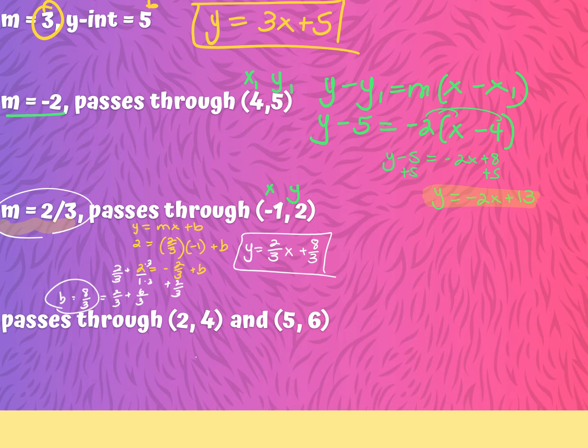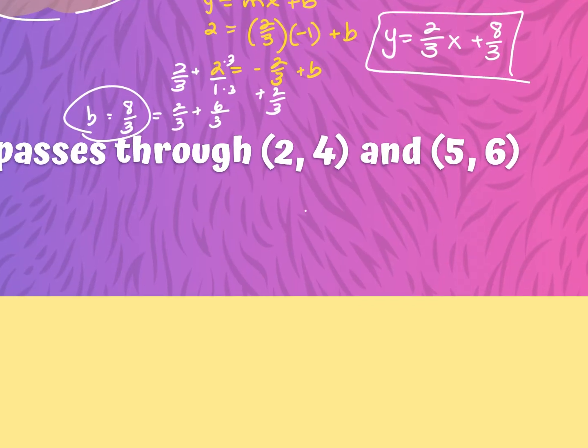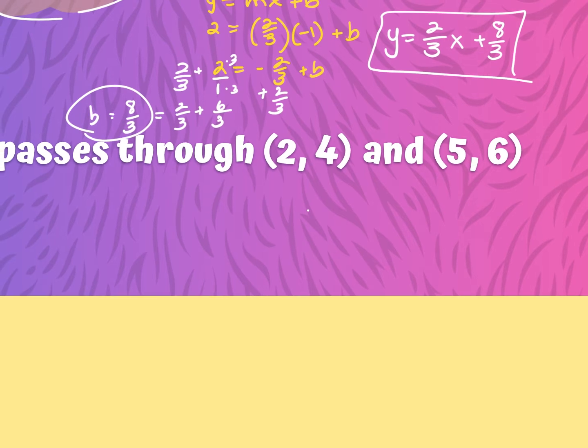You're welcome. All right, so 4 now says passes through 2, 4, and 5, 6. So what's the first thing I have to do? Good. I got to find the slope. So it doesn't matter which ones you make the x1 and the y1 and the x2 and the y2 as long as you're consistent within the parentheses. But then I would get 6 minus 4 over 5 minus 2, and I get 2/3. That's my m.